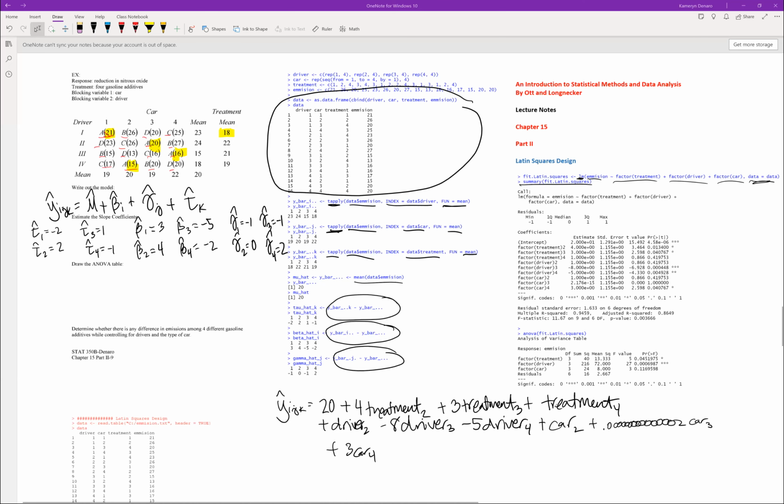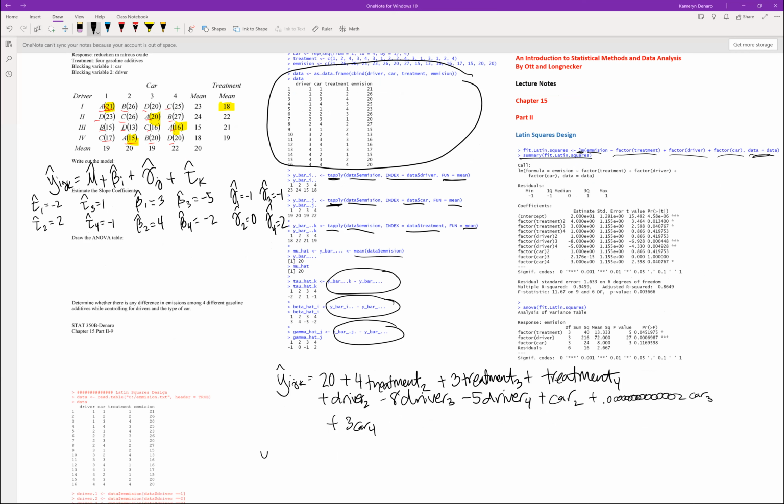So let's just do a spot check for driver 2, car 4, treatment 1. Okay, so let's find out what y hat is. We said driver 2, car 4, treatment 1, y hat 2, 4, 1. Let's use both of these equations to make sure that we can get it.